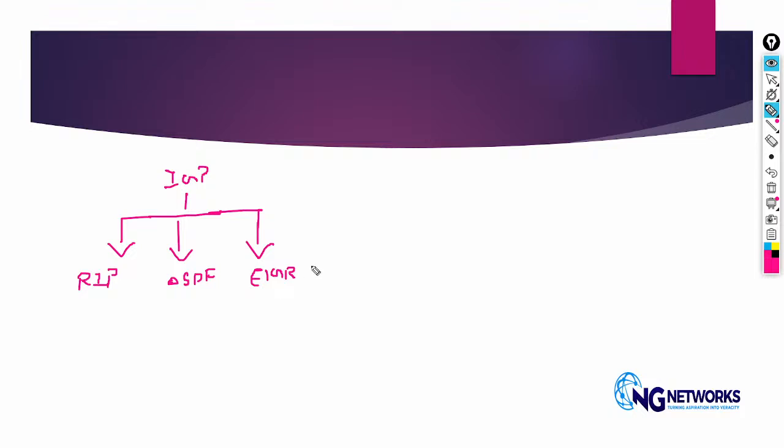And now in the IGP protocol, we basically have three major protocols that are used in the industry. First one is RIP, Routing Information Protocol. Second one is OSPF, that is Open Shortest Path First, and the third one is EIGRP, that is Extended Interior Gateway Routing Protocol. And in the EGP protocol, we only have one type, that is BGP, Border Gateway Protocol.